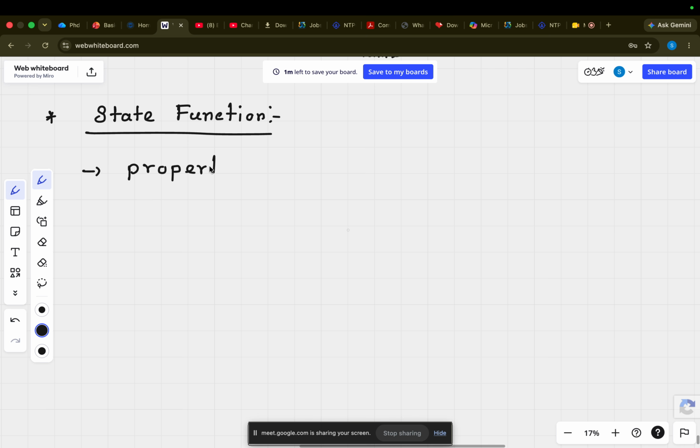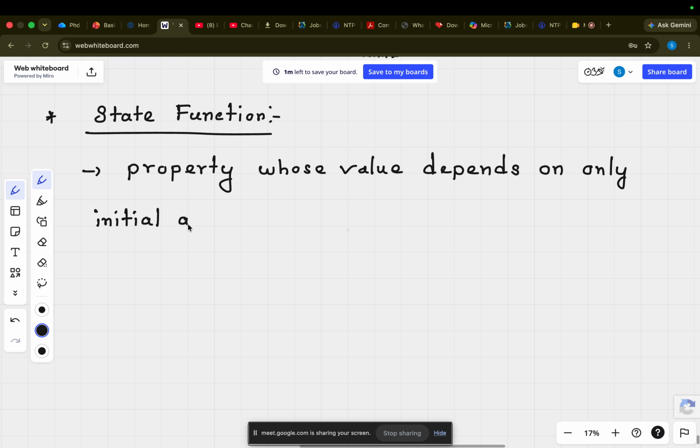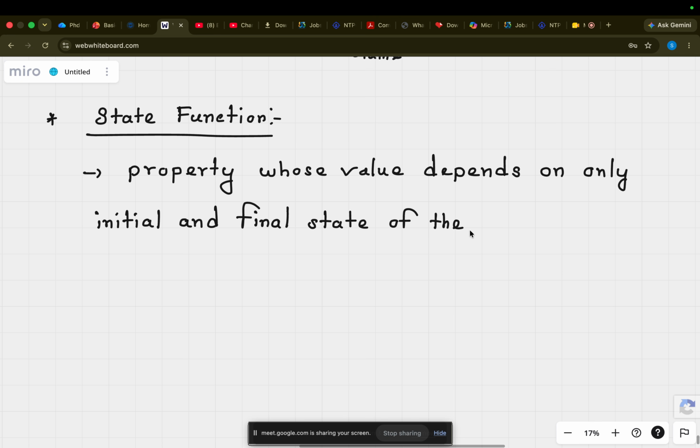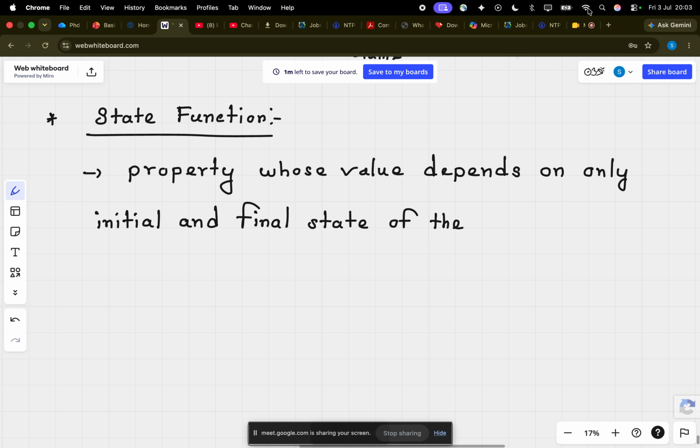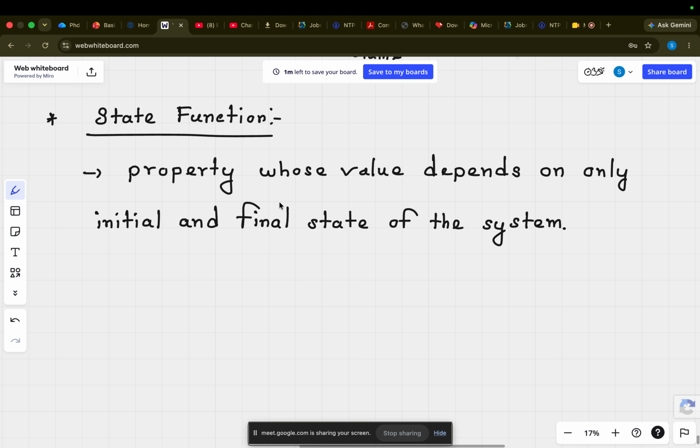property whose value depends only on the initial and final state of the system. So a property whose value depends only on the initial and final state of the system.